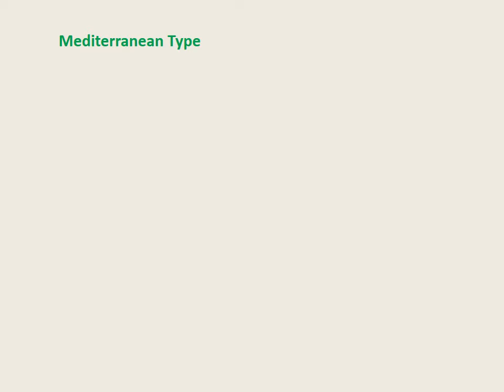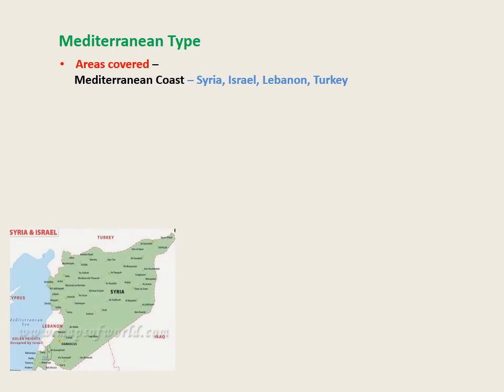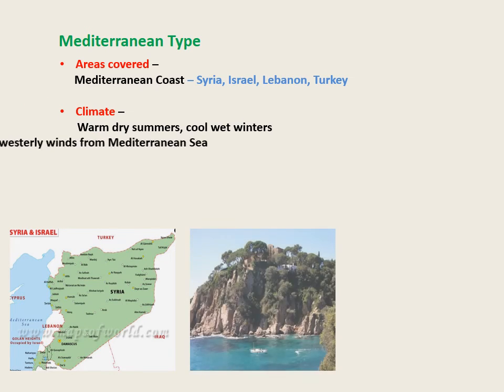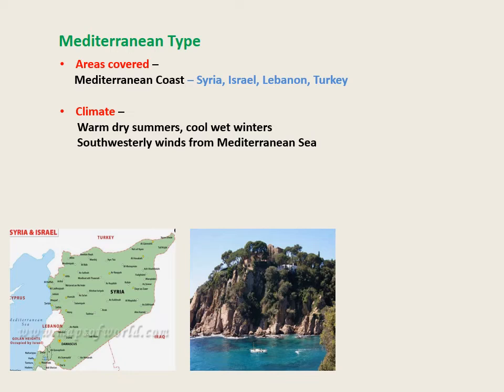Mediterranean type. Areas covered. Places that lie along the Mediterranean coast, namely Syria, Israel, Lebanon, and Turkey, experience this type of climate. Climate. This region experiences warm, dry summers and cool, wet winters. Temperate cyclones brought in from the Mediterranean Sea by southwesterly winds cause moderate rainfall during the winter season.